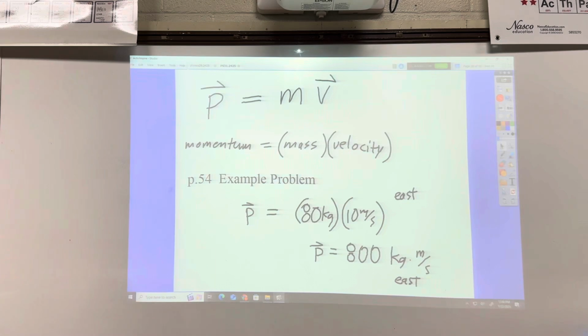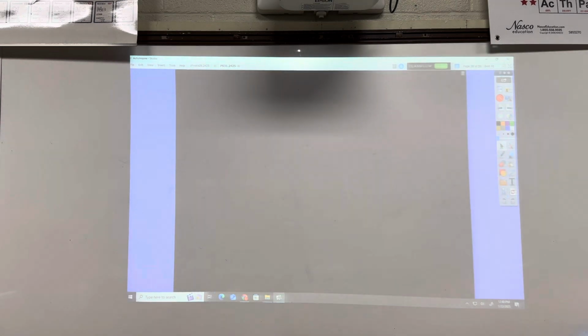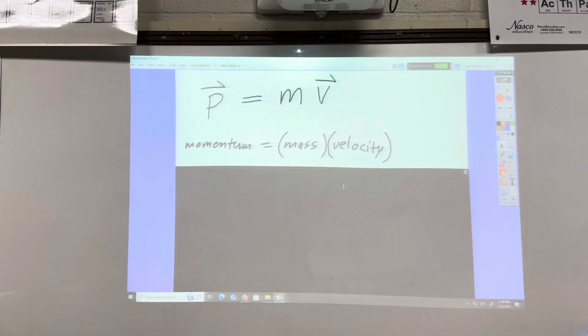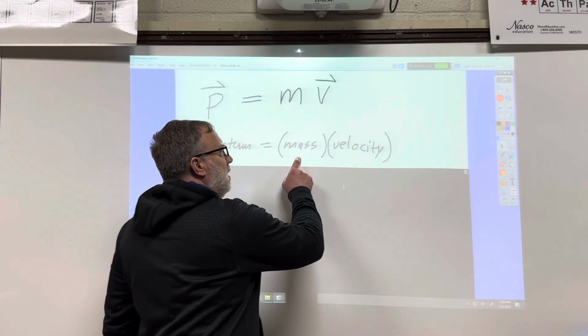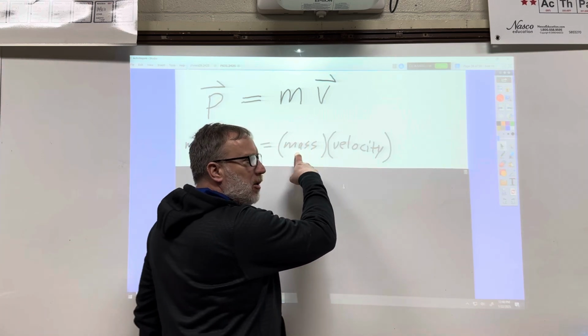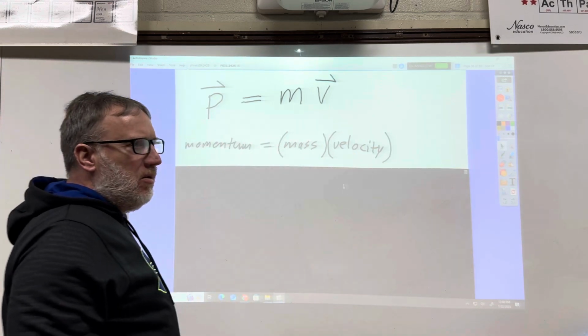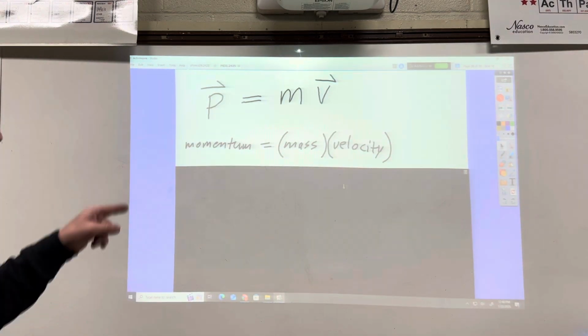But it brings us to momentum. And momentum is a vector also. It uses the letter P, but it's mass times velocity. Mass is a scalar. For the record, velocity is a vector. You multiply those two, you get momentum.